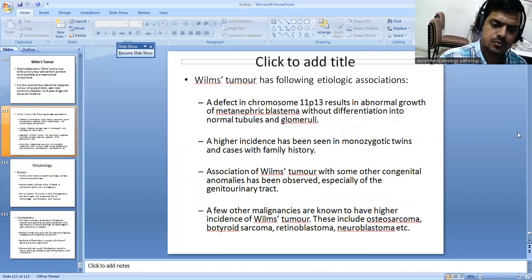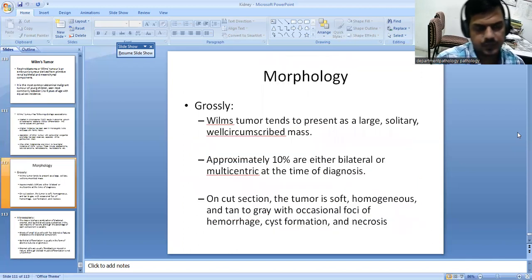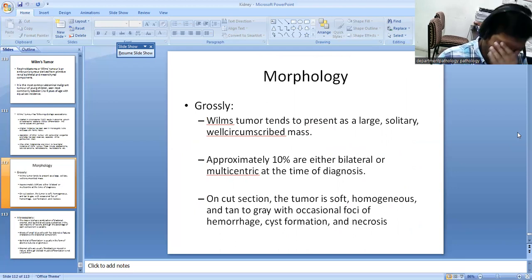These include osteosarcoma, botryoid sarcoma, retinoblastoma, neuroblastoma, etc. Grossly, Wilms tumor tends to present as a large, solitary, pale circumscribed mass. Approximately 10% are either bilateral or multicentric at the time of diagnosis.